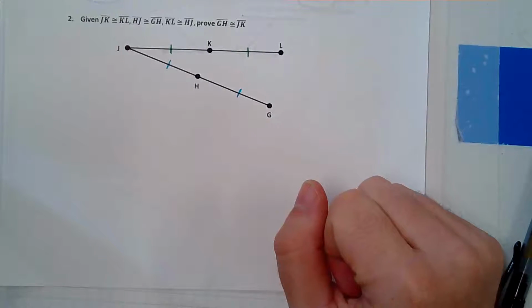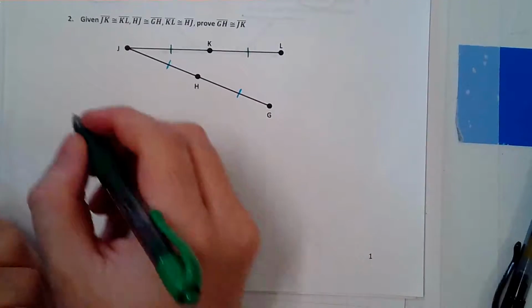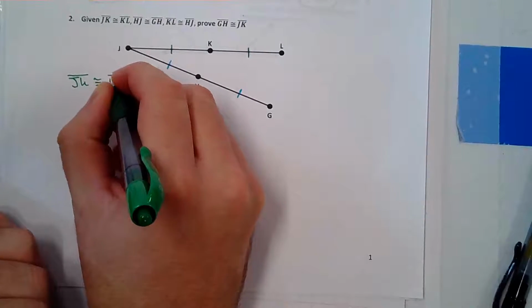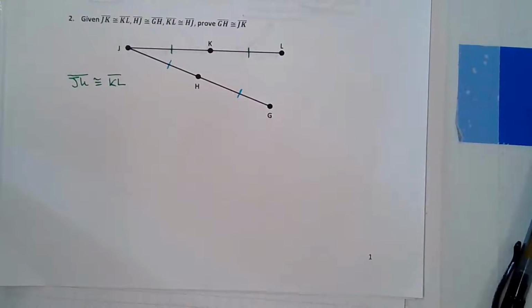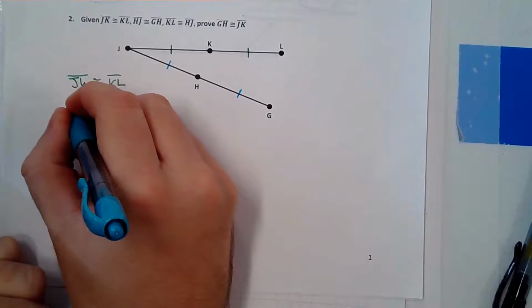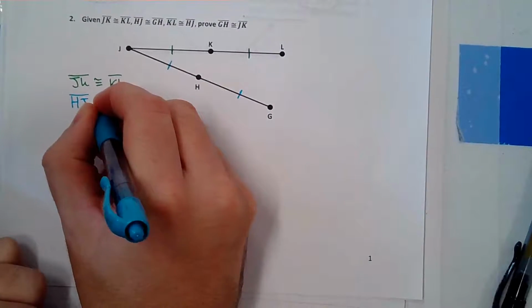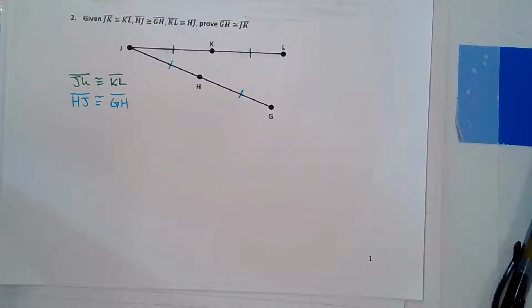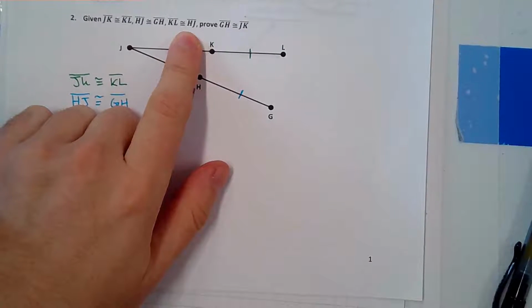So writing that out, let's start with what we're given. We are given that JK is congruent to KL, and you're like, man, this is annoying. We have to write this. It's in the directions. It will help, trust me. All right, and they also give us that HJ is congruent to GH. If you were here on Friday, we already had this written down.